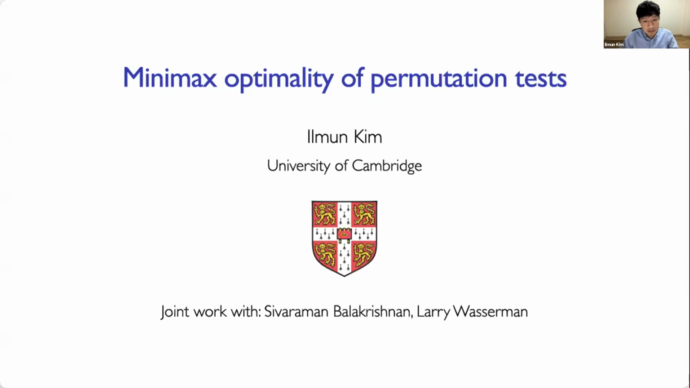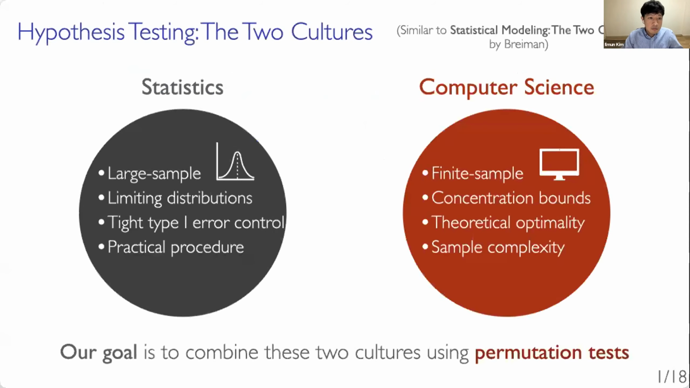Okay, so today I'm going to talk about minimax optimality of permutation tests. This talk is based on joint work with my PhD advisors, Sivaraman Balakrishnan and Larry Wasserman at Carnegie Mellon University. To motivate our study, let me begin by illustrating that there are two cultures in approaching hypothesis testing problems. First of all, in statistics, we put more emphasis on type 1 error control rather than type 2 error control in general. So it is more important to precisely characterize the null distribution of a test statistic. And in general, it is difficult or even impossible to know the exact distribution of the test statistic.